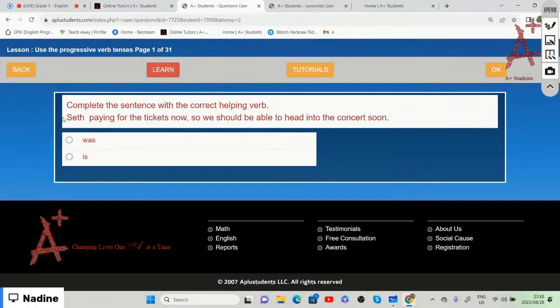So Seth was or is paying for the tickets now. So we should be able to head into the concert soon. The word now will give us the indication if it is either present progressive tense, past progressive tense, or future progressive tense. So Seth was or is paying for the tickets now. So we should be able to head into the concert soon.